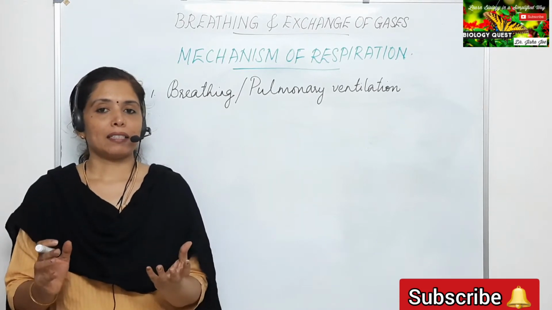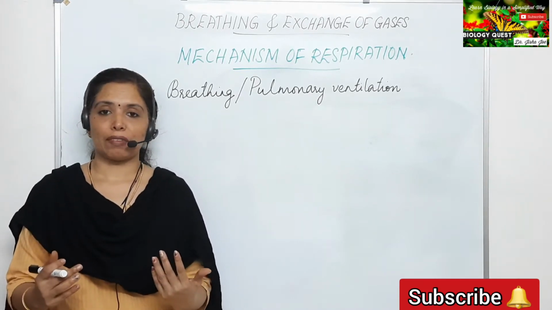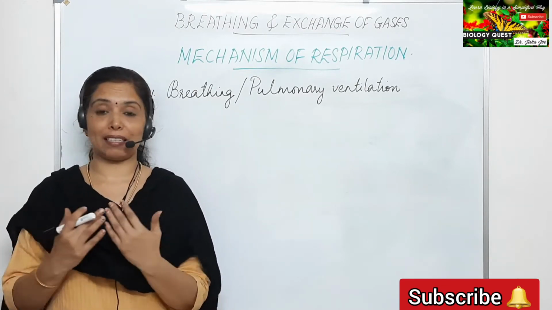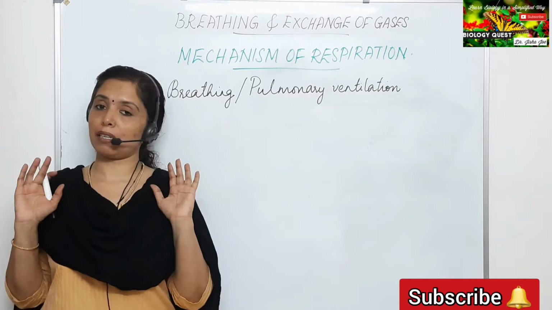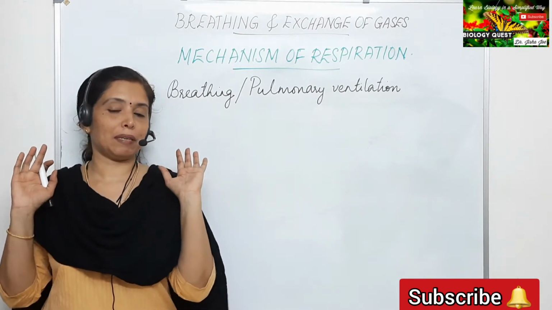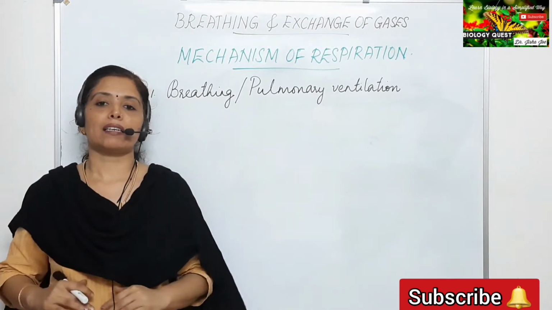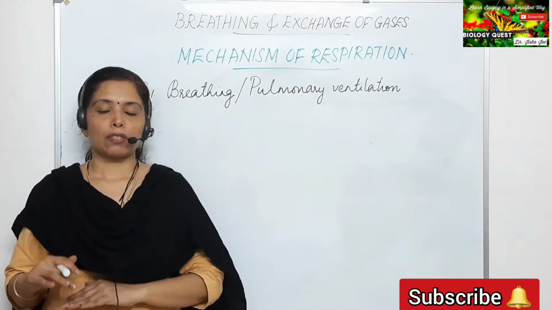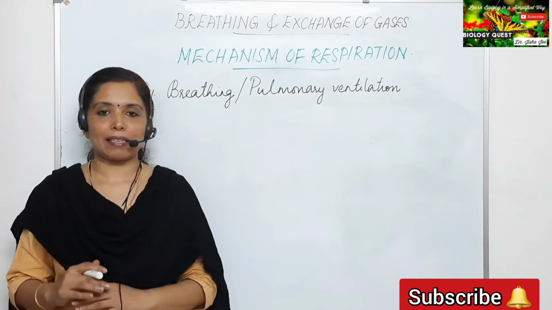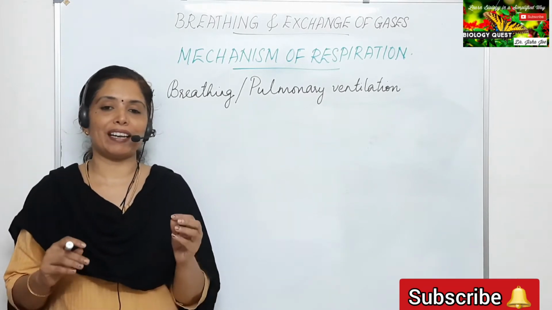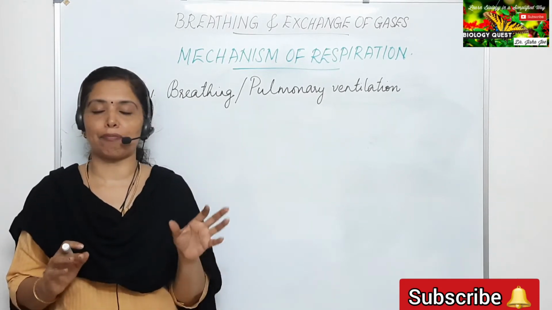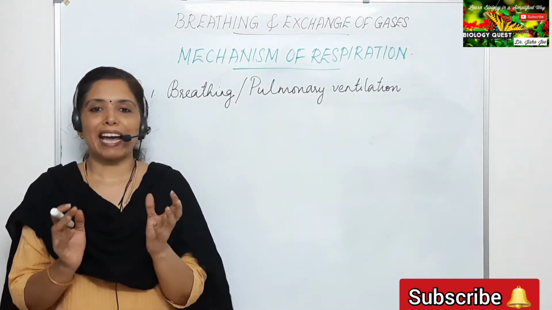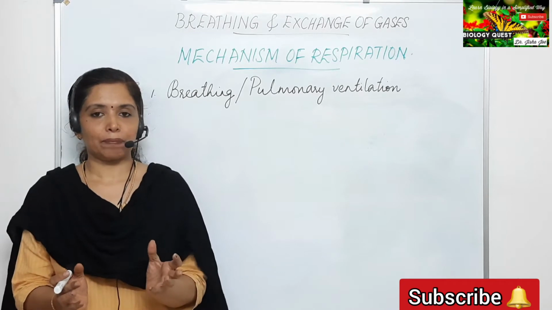Where are they located? They are located in the thoracic cavity, and the lungs are protected by the ribs and the sternum in front, the vertebral column at the back, and the diaphragm at the base. As I told you, the lungs do not have muscles. They are formed of these alveoli or air sacs.